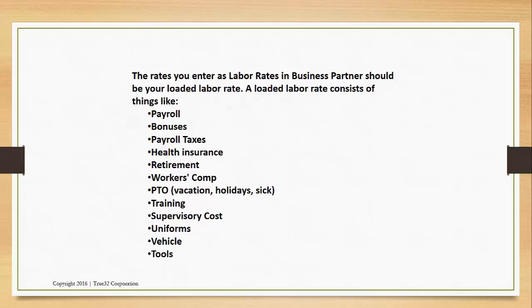The rate you enter as labor rates in Business Partner should be your loaded labor rate. A loaded labor rate consists of things like payroll, bonuses, payroll taxes, health insurance, retirement, workers' comp, personal time off or paid time off, training, supervisory costs, uniforms, vehicles, tools. Anything that is considered compensation to your employee or a benefit to your employee needs to be part of this number that makes up this loaded labor rate.